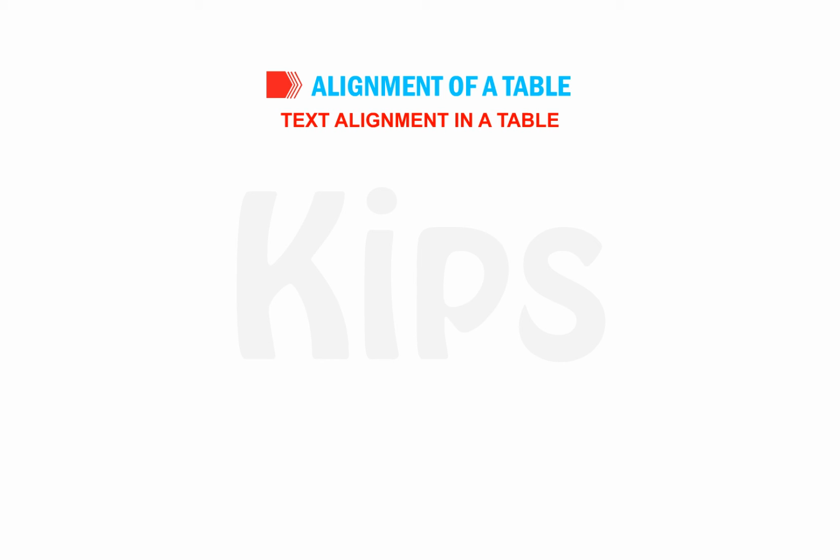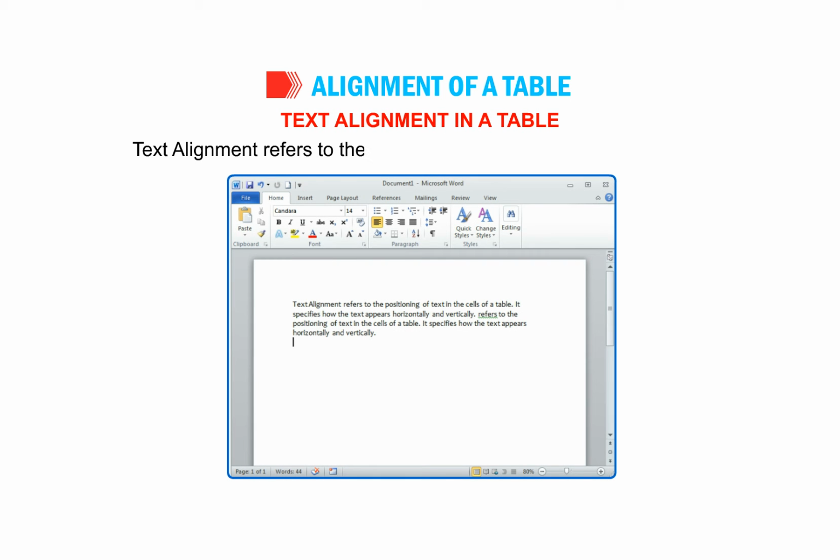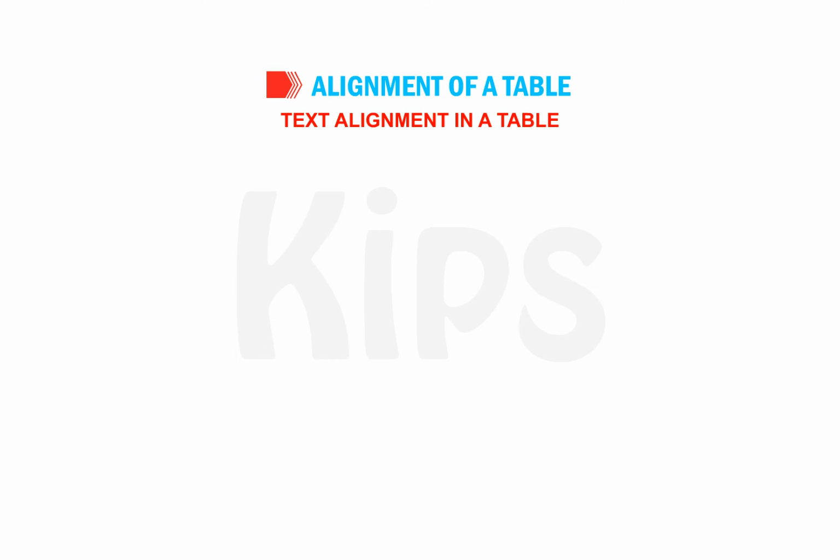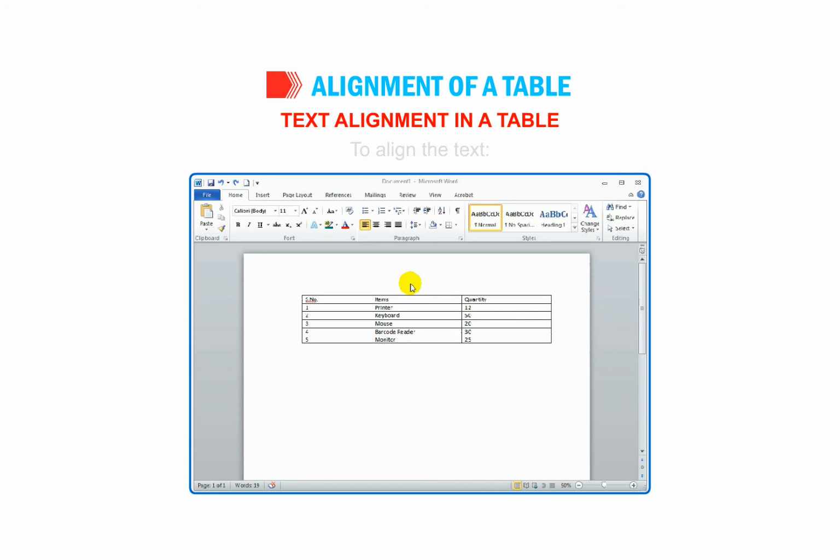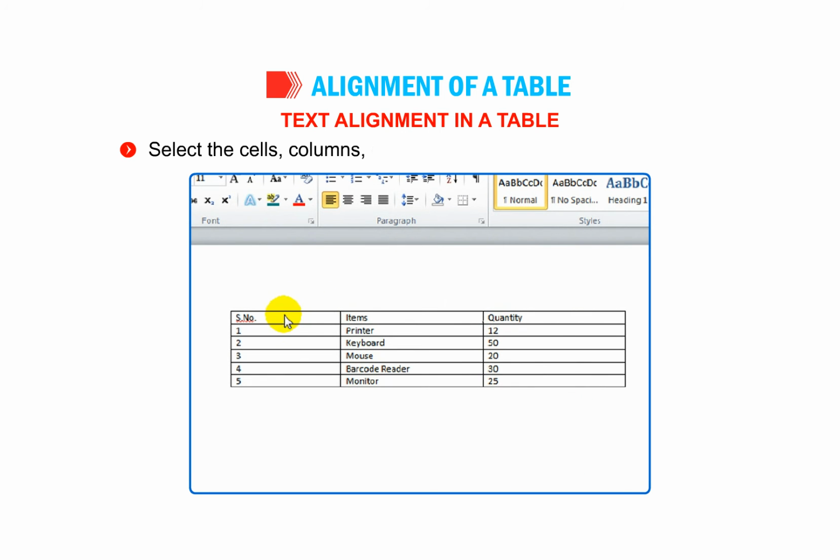Text alignment in a table. Text alignment refers to the positioning of text in the cells of a table. It specifies how the text appears horizontally and vertically. To align the text, select the cells, columns, or rows in which the text is to be aligned.